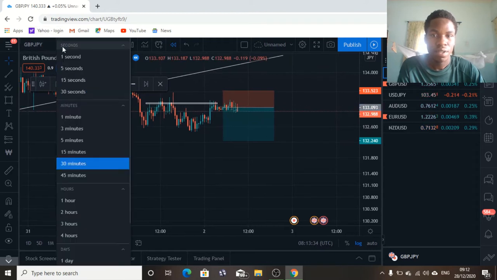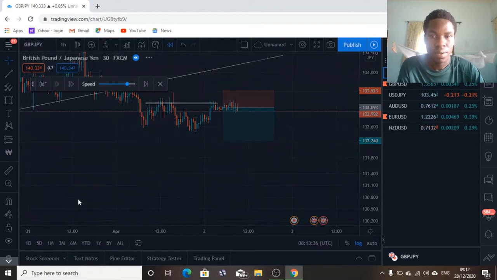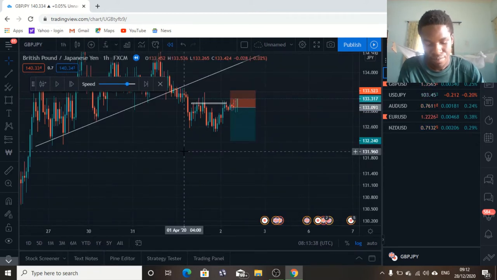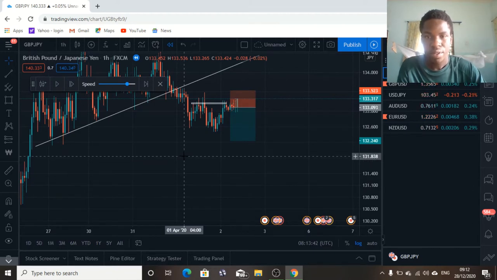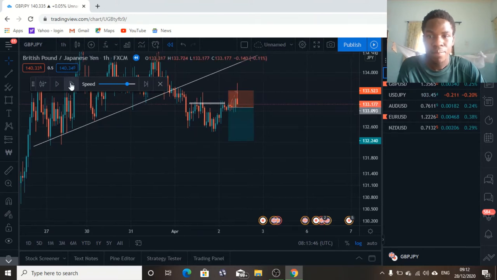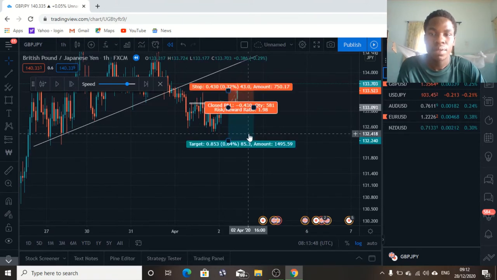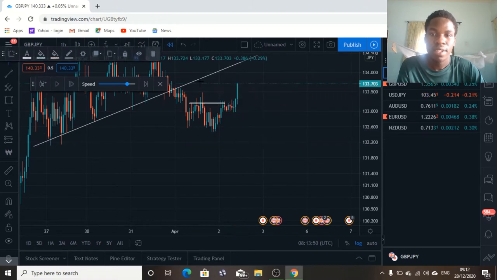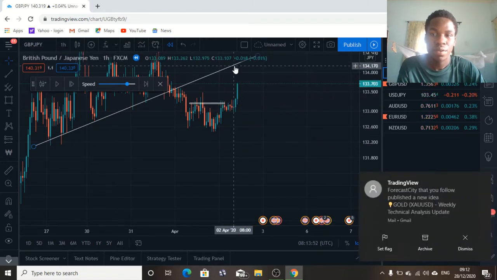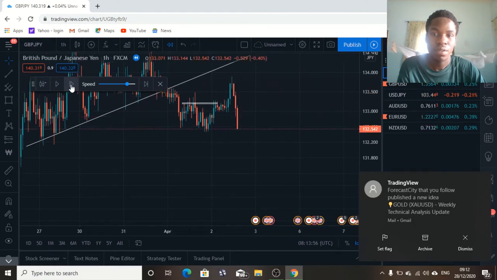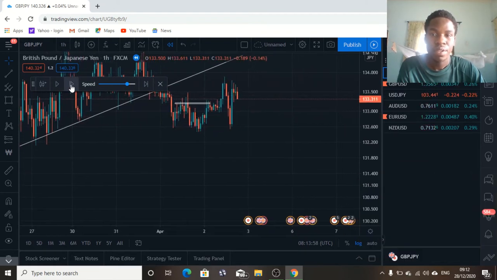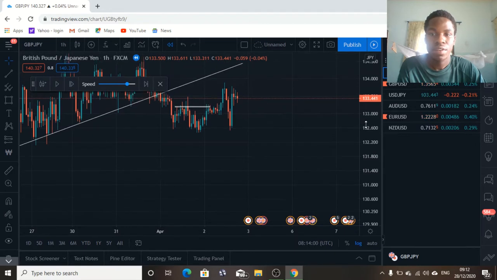Let's scale down to the 1 hour. Whoa, we got stopped out on that one. Yeah, I suspected that price was going to retest this trend line before it moves downward again, but whatever. Let's check out for another entry.